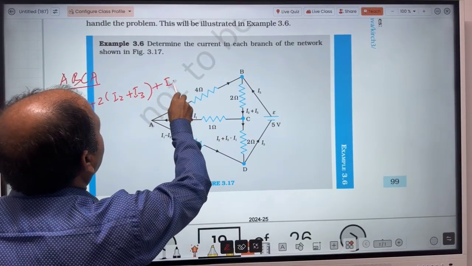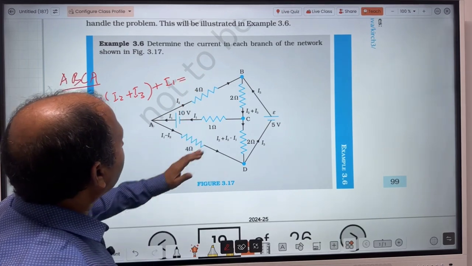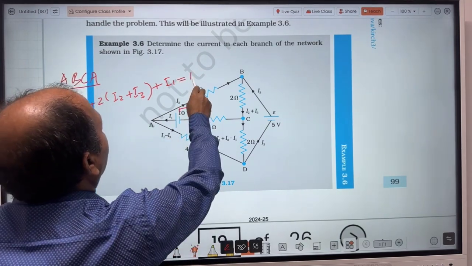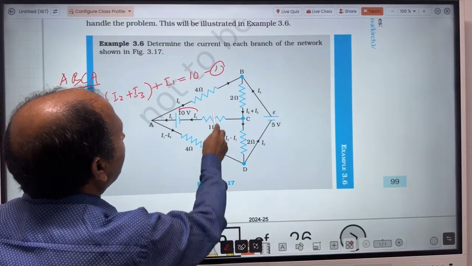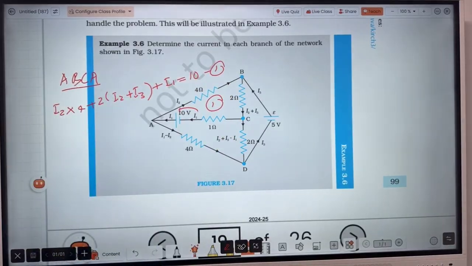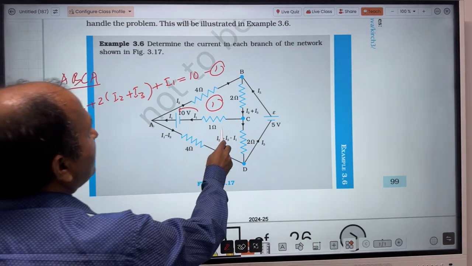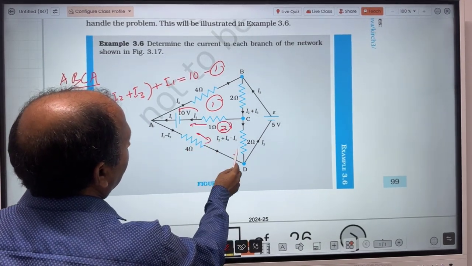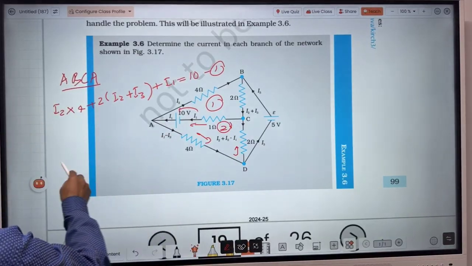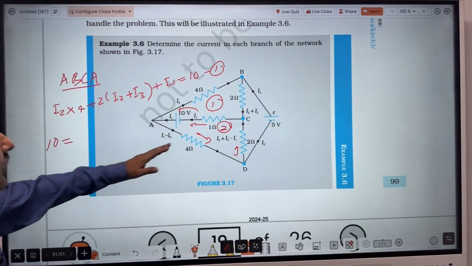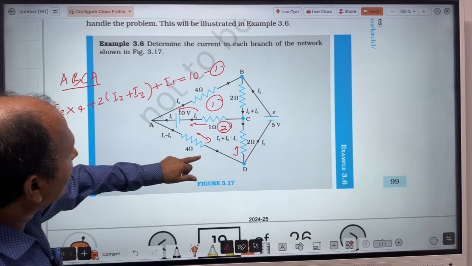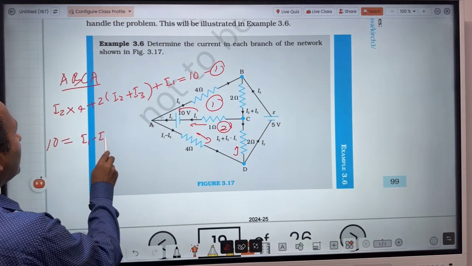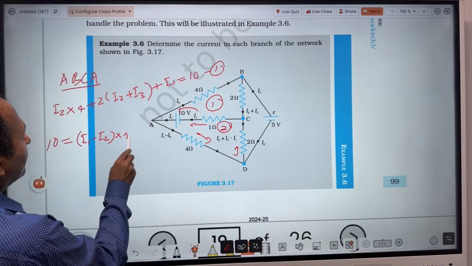So just write I1 equal to. Here you are reaching the positive plate of the cell, so you can write 10. This is equation number 1. So we have considered this loop. There is no problem. Now suppose we consider this loop and we again move in this direction like this. Then what will happen? Again we can start with the 10. 10 equal to, here, I1 minus I2 times 4.